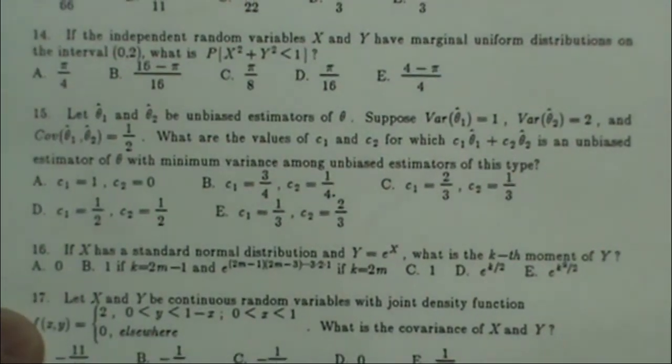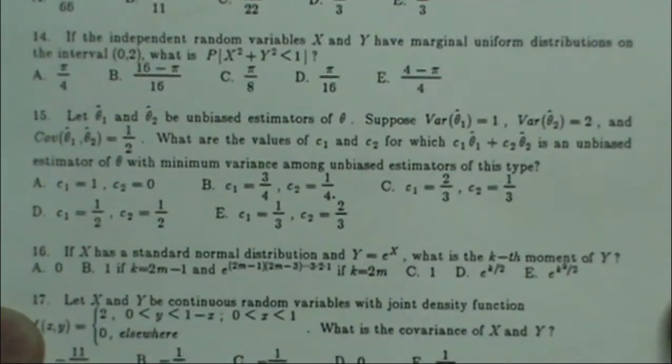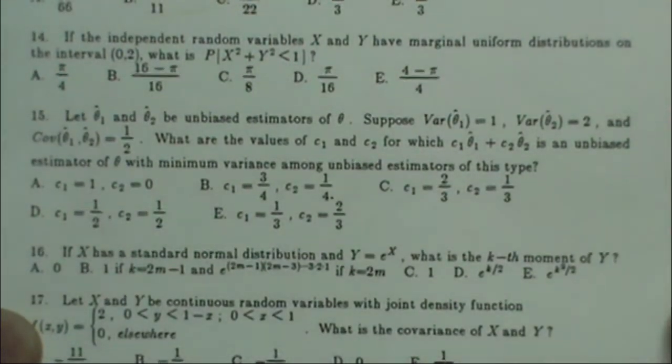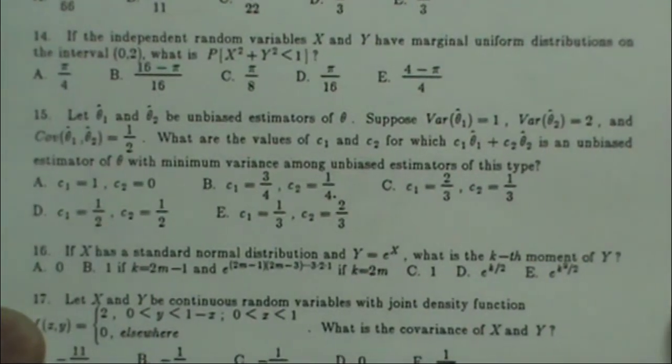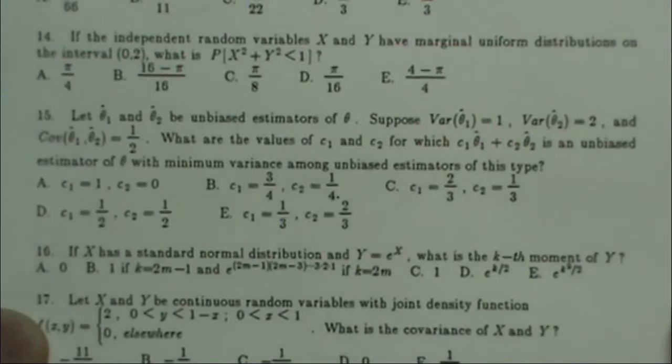Number 15. Let theta 1 hat and theta 2 hat be unbiased estimators of theta. Suppose the variance of theta 1 hat is equal to 1, the variance of theta 2 hat is equal to 2, and the covariance of theta 1 hat and theta 2 hat is equal to 1/2. What are the values of C1 and C2 for which the linear combination C1 theta 1 hat plus C2 theta 2 hat is an unbiased estimator of theta with minimum variance among unbiased estimators of this type?